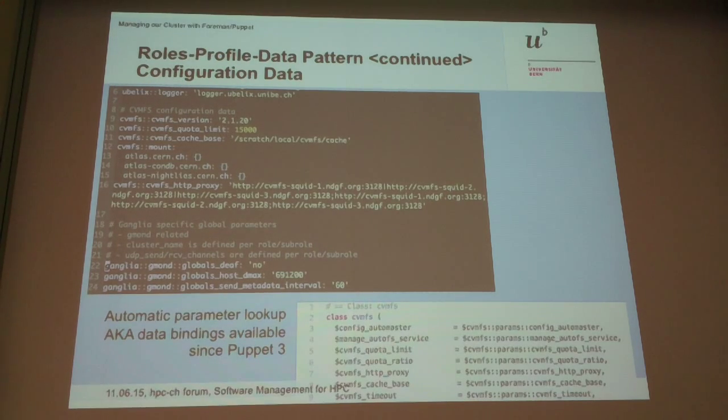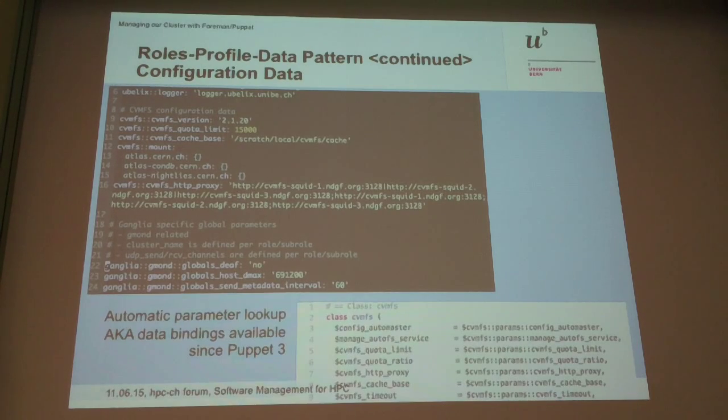Then we come to the configuration data. That's some lines of our common YAML. Those are configuration data that is general for all. And here we can see the configuration data for CVMFS. Here we can see which version we want to install, how much quota limit we set, where's the cache base, which mount points we want to use, and which HTTP proxy we use. So if things change, we won't have to change our profile or anything else. We only have to change the configuration data. And it gets rolled out to all compute nodes.